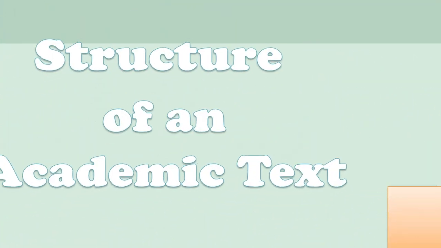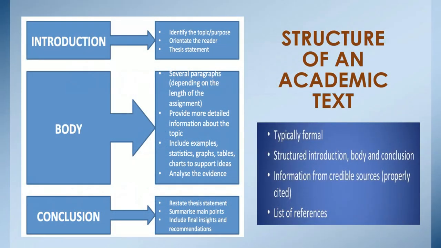Now let's proceed to the structure of an academic text. I know this structure is no longer new to you since you already had this in your English 2 subject last semester. So let's just have a quick review about it, okay? Technically, the structure of an academic text is composed of three major parts. We have the introduction, body, and the conclusion. And each major part includes a subpart. For the introduction, we have identify the topic or purpose, orientate the reader, and the thesis statement.